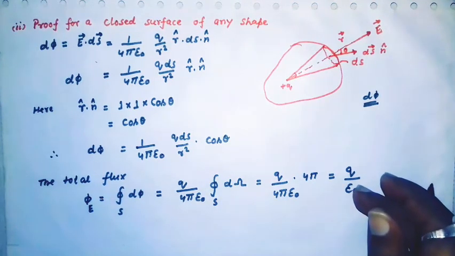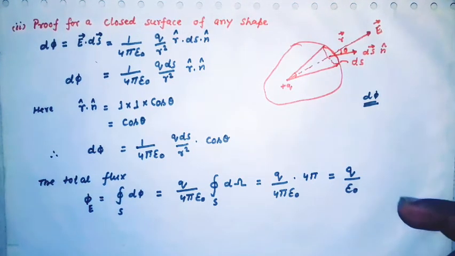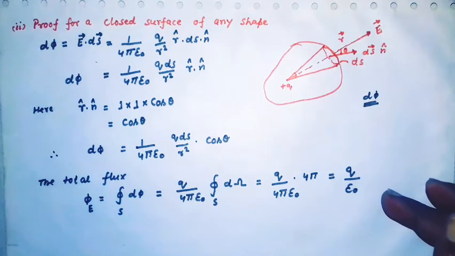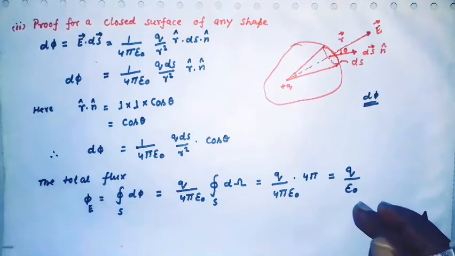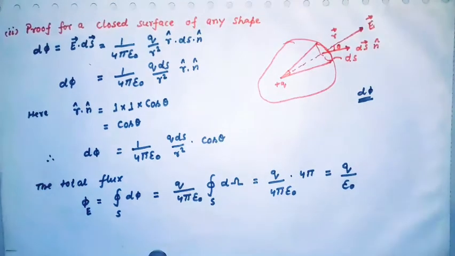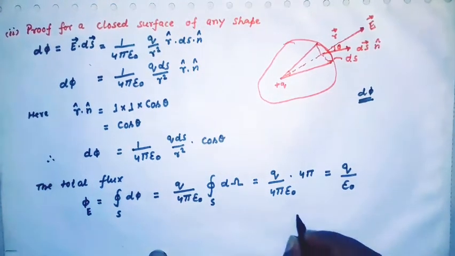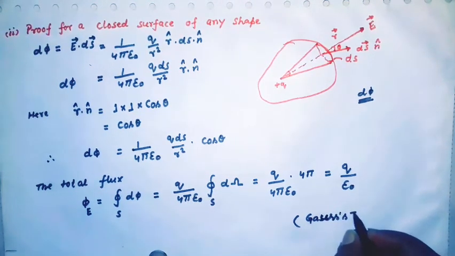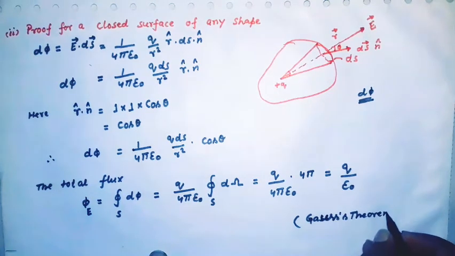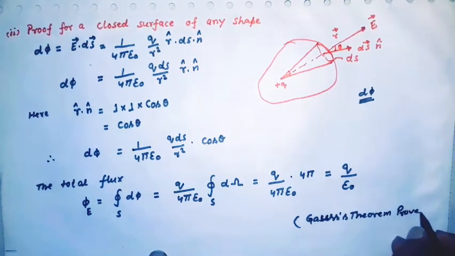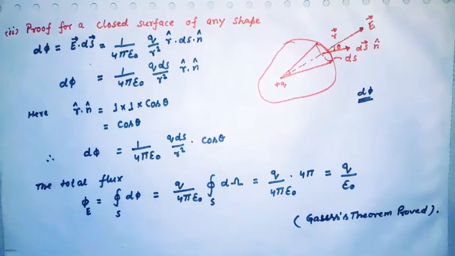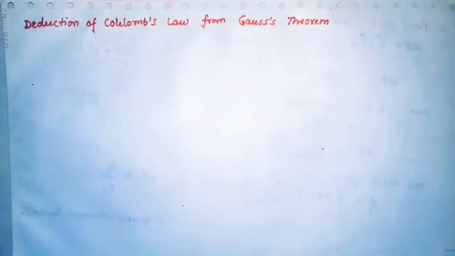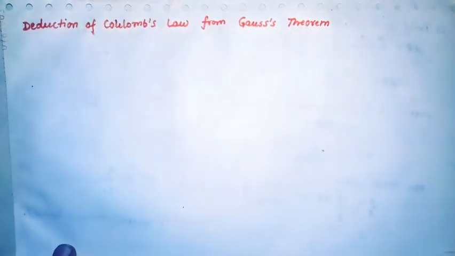And that is what we had to prove as per the statement of Gauss theorem. So this is the proof. Hence Gauss theorem is proved. So now we deduce Coulomb's law from Gauss theorem.